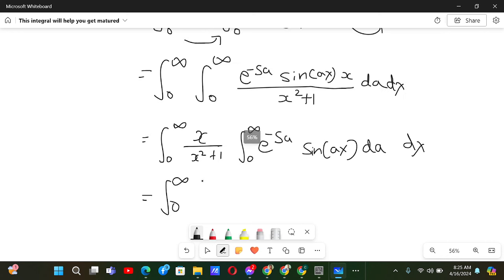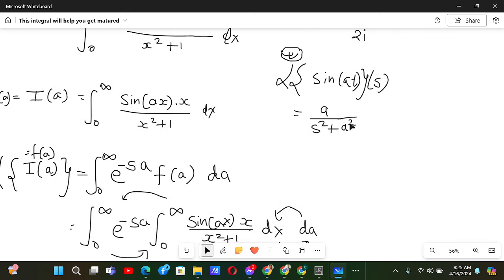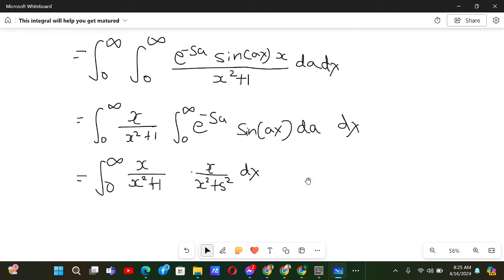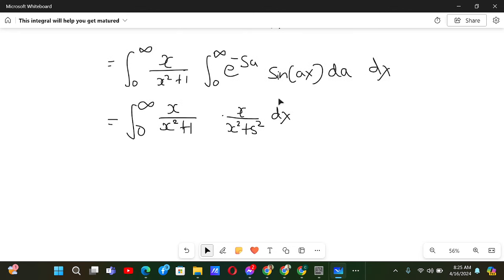So integral from 0 to infinity, we now have x by x square plus 1, and as x is a constant, over here x by x square plus s square, and then dx. This was from the formula of the Laplace transform of sine. You can grab this easily. Black Pen Red Pen also has a video on this, a Laplace transform marathon, that can help you get started in Laplace transform if you haven't already.